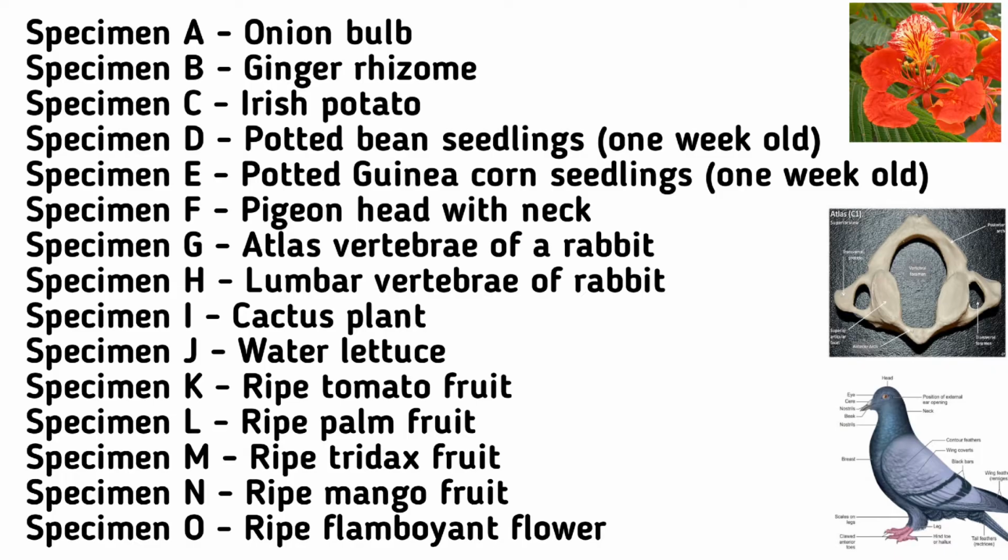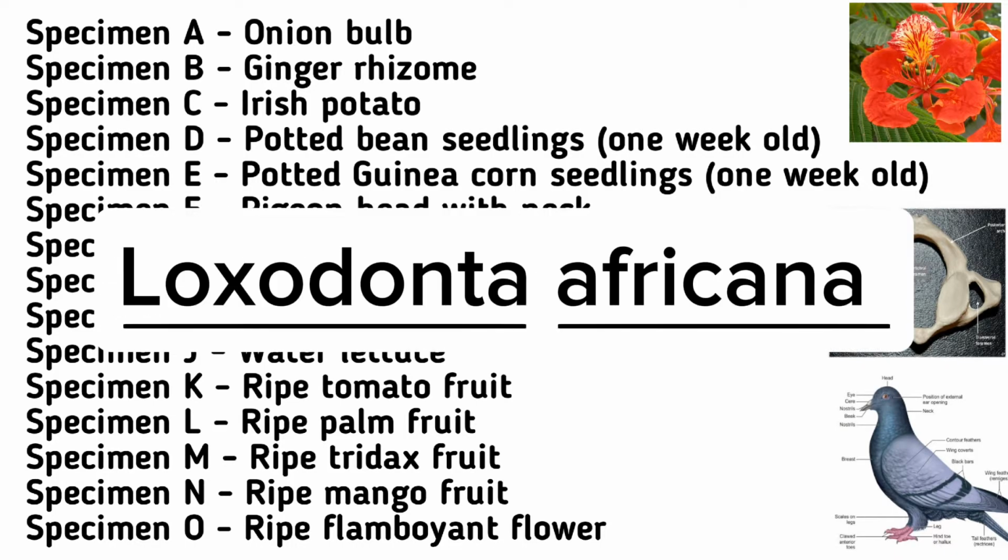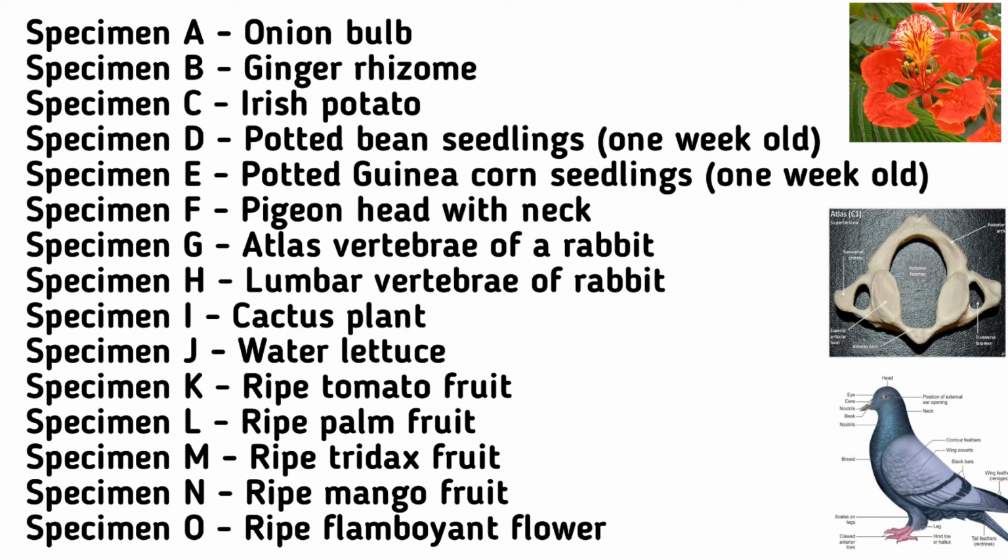Secondly, when you are told to write the scientific name of any of the specimens, the first name should start with a capital letter and the second name should start with a small letter, and afterwards underline each of them separately. Then tip number 3, this is biology and you expect to draw.